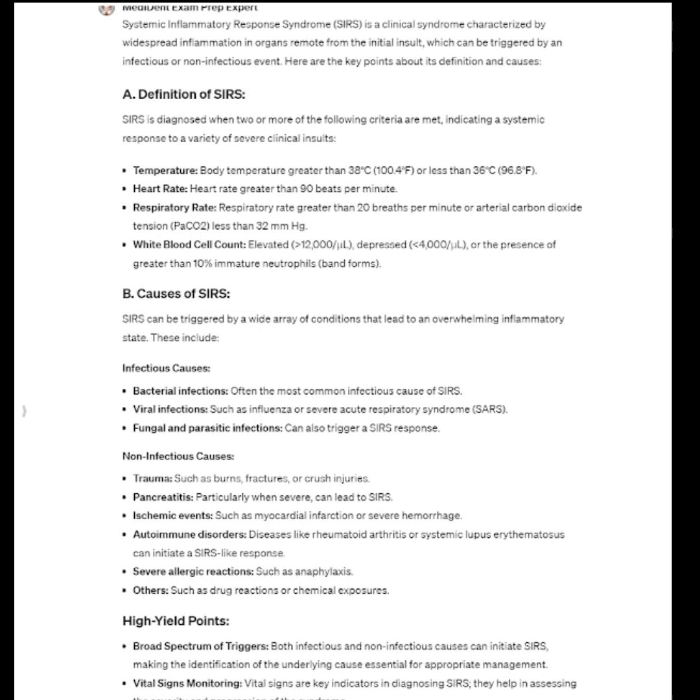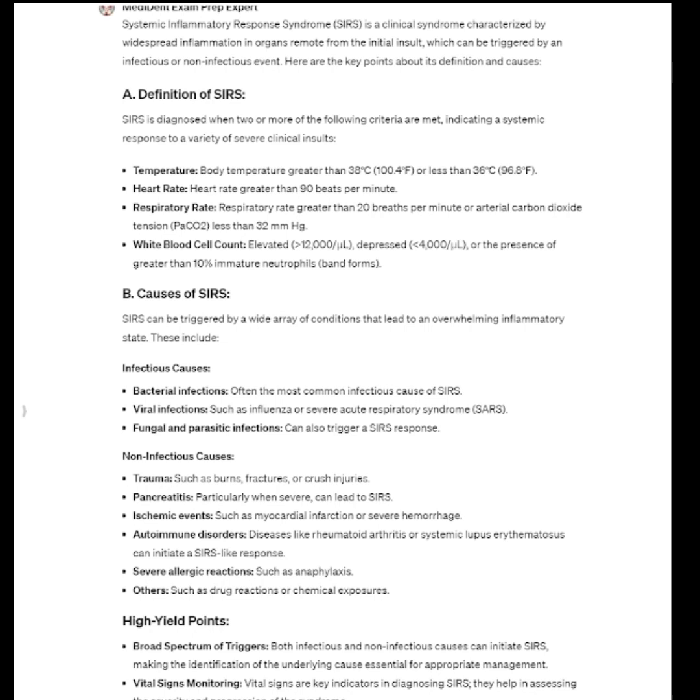Causes of SIRS. SIRS can be triggered by a wide array of conditions that lead to an overwhelming inflammatory state. These include infectious causes: bacterial infections, often the most common infectious cause of SIRS; viral infections such as influenza or severe acute respiratory syndrome, SARS; fungal and parasitic infections can also trigger a SIRS response.